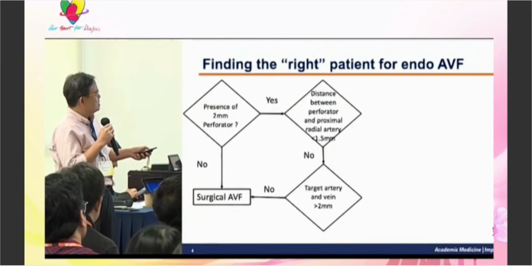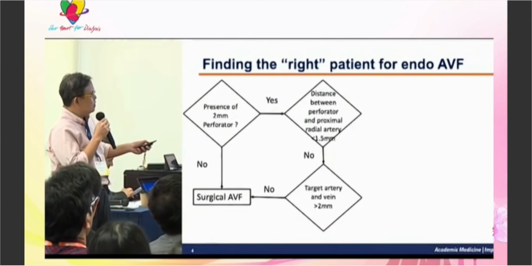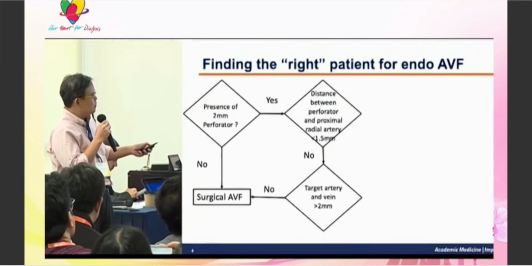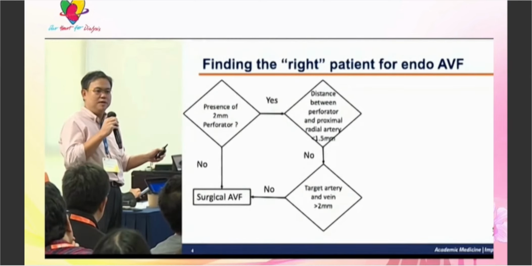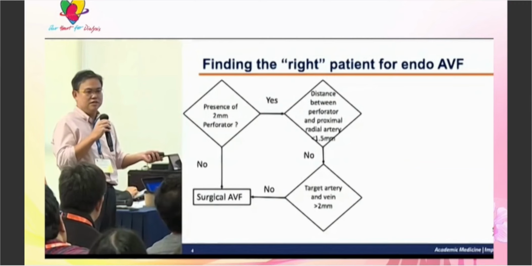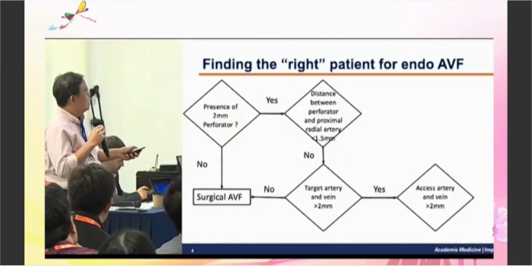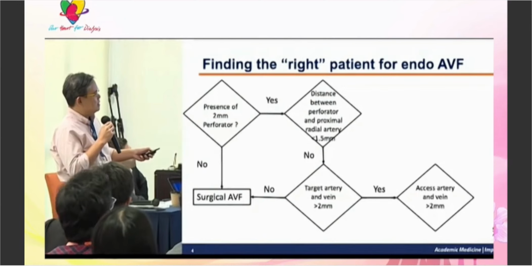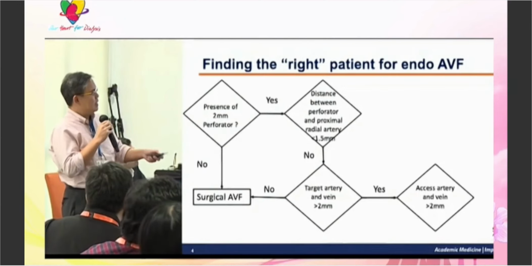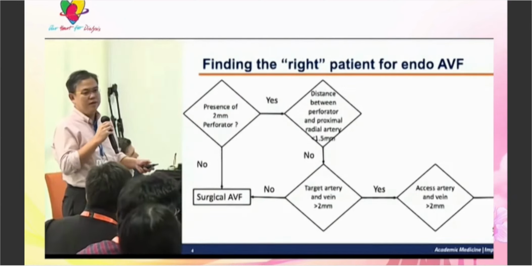If it's not less than 1.5 mm, and the target artery and vein is less than 2 mm, then there's no way endo AVF is going to happen. And this patient goes straight to a surgical AVF. Now, if the target artery and vein is more than 2 mm, and there is a way to access the target site, then we will do a WavelinQ system.